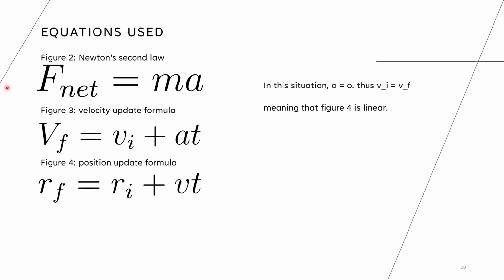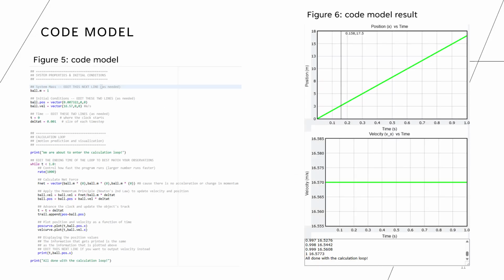In the process, we use these three formulas in the code. We use Fnet equals ma to demonstrate if a force is applied. However, since no force is applied, this equals 0, which means acceleration is equal to 0, which means this term right here cancels, leaving velocity as constant. And as velocity is constant, that causes this to be a simple linear slope equation.